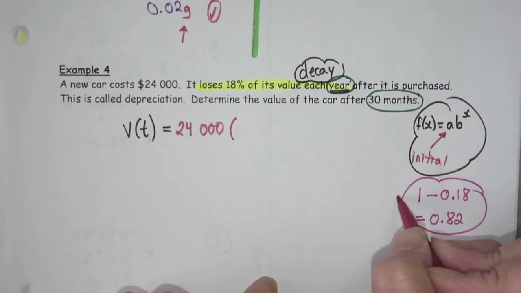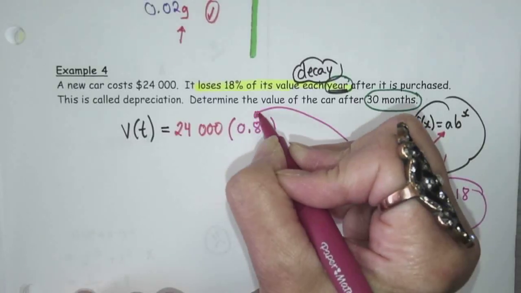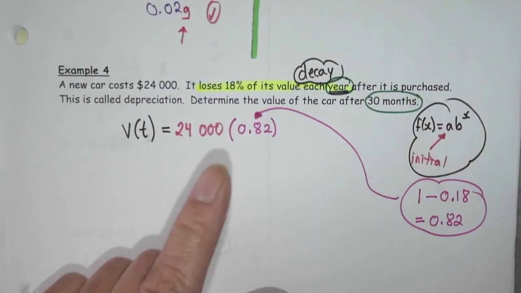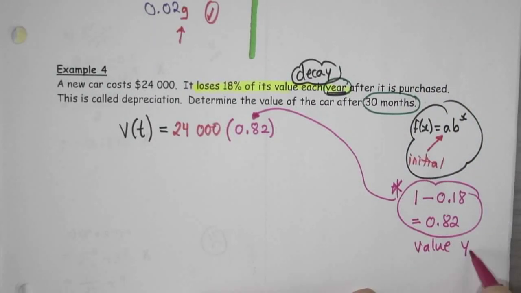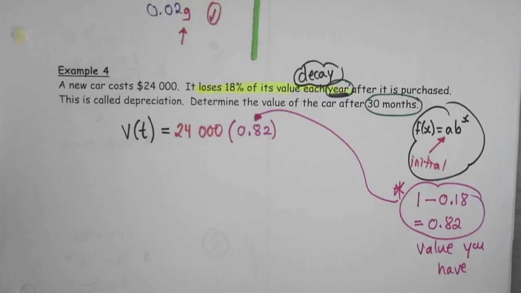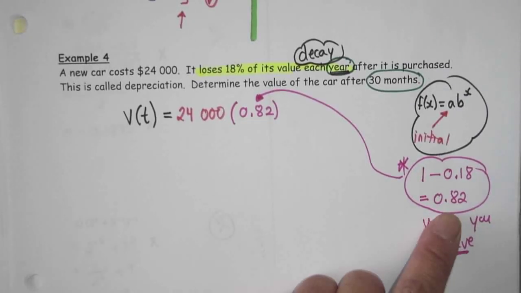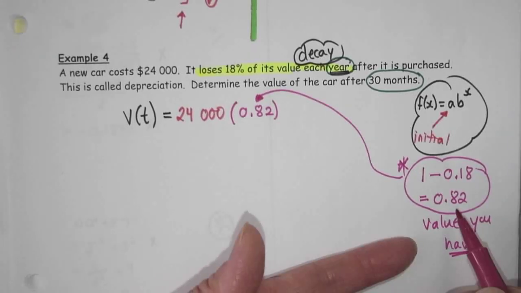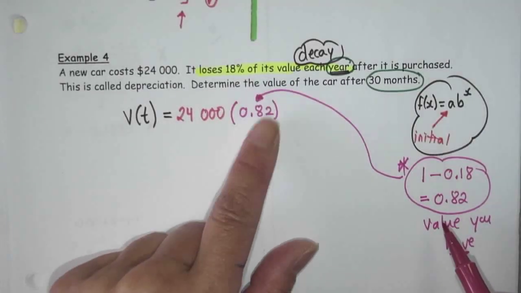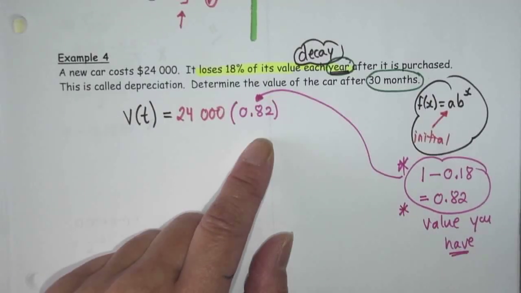Does that make sense? It's 0.82 left. That's the value you have, not the value you lost. You lost 18%, so the value is 82%. That one always gets people. Think about it in terms of marks: if you lost 18%, that means you have 82%. So the value of your car is 82%, not 18%. That one's tricky.